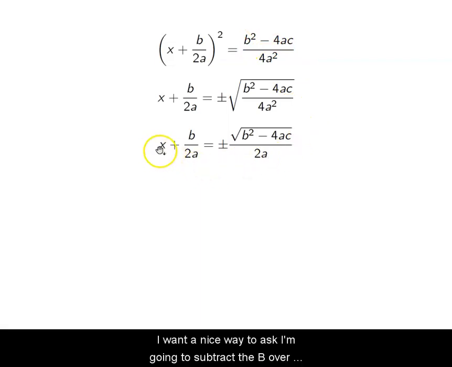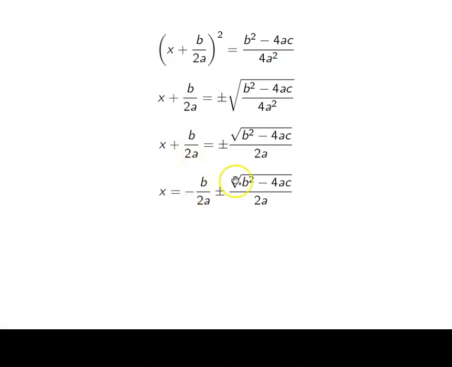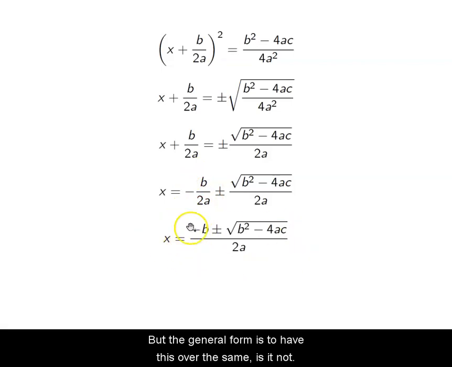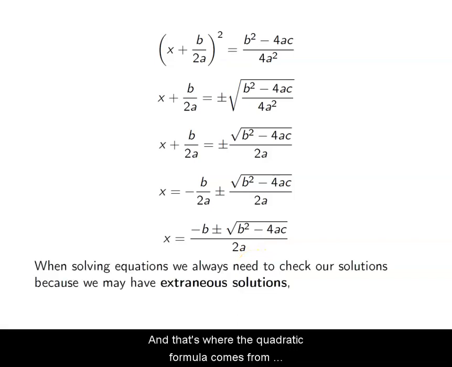If I want to isolate the x, I'm going to subtract the b over 2a from both sides. And that's my quadratic formula. Generally when we see this, we write it all over the common denominator, although I do prefer you to separate your answers into two separate terms, your term with the root and your term without the root. But the general form is to have this over the same common denominator. And that's where the quadratic formula comes from.